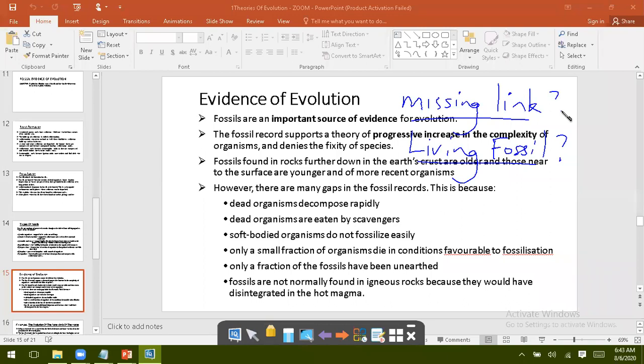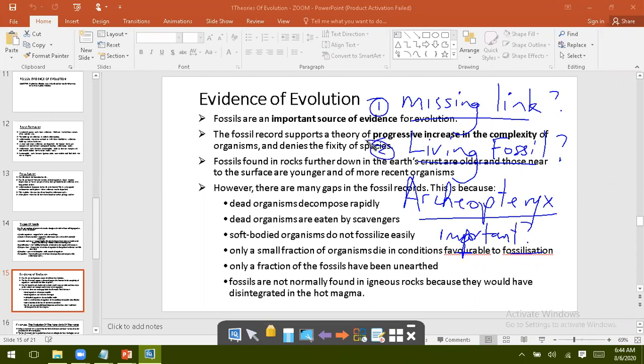and Archaeopteryx. Archaeopteryx, yes. That's an organism. And so find out why it is important. Okay? So those three things, try to find out: missing link, living fossil, and Archaeopteryx. Why is Archaeopteryx an important organism?